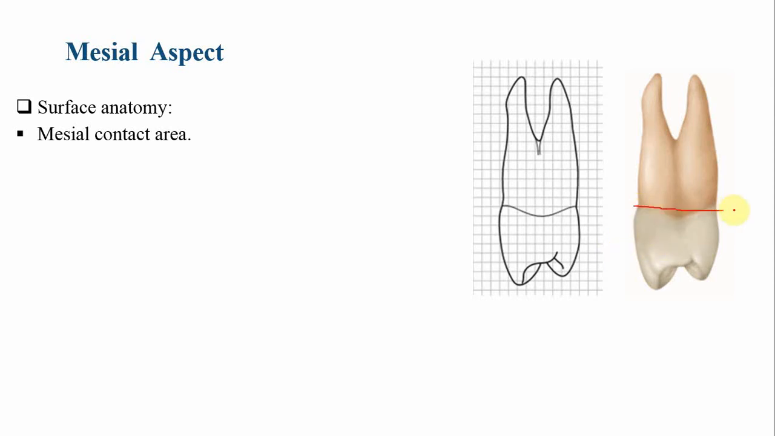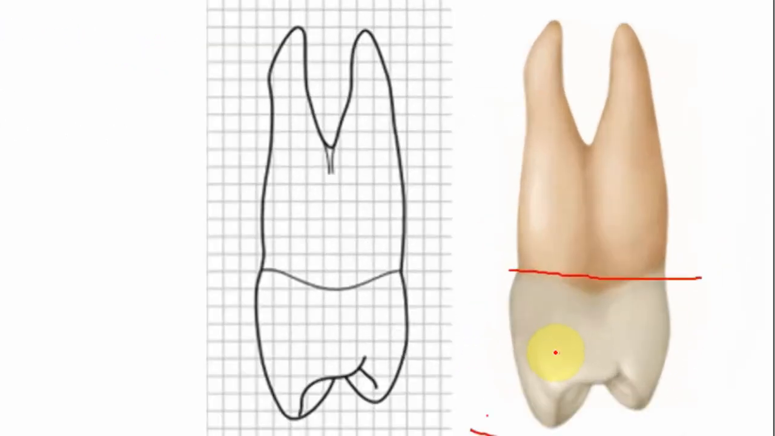So this is the center of the crown. If we measure, this is roughly the center of the crown. So it's slightly occlusal to the center of the crown, and it is toward the buccal, not in the center of the crown. It's more toward the buccal surface.